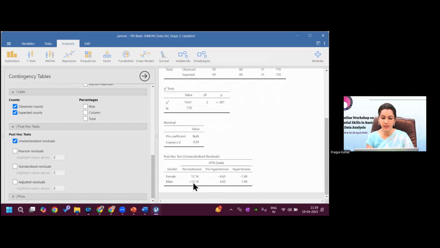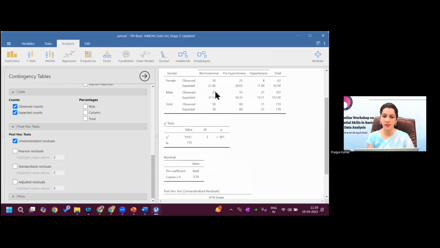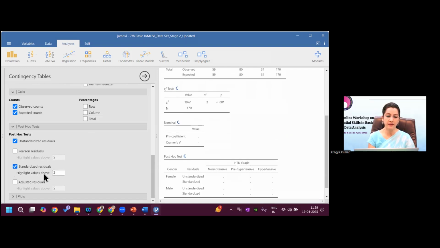And for male also it is the same value but with a negative sign. Because here also if you see 25 minus 37, it will be the same. So this is the unstandardized residual, means difference between observed and expected. Now we use standardized residual and adjusted residual, because you standardize this residual: you divide it by the standard deviation and standard error.